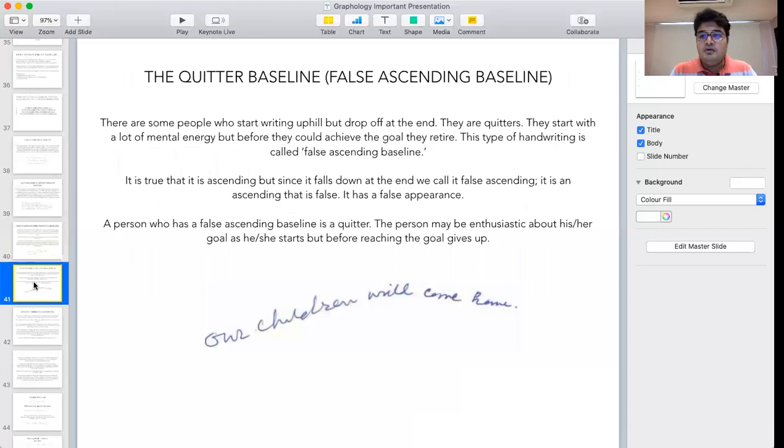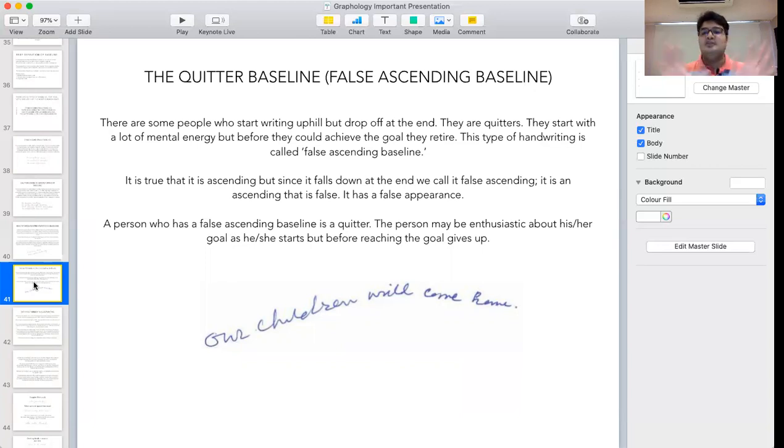so let's talk about the quitter baseline, that is the false ascending baseline. Let's understand what this is. There are some people who start writing uphill but drop off at the end. They are quitters. They start with a whole lot of mental energy, whole lot of enthusiasm, but before they could achieve the goal, they retire. This type of handwriting is called false ascending baseline. It is true that it is ascending, but since it falls down at the end, we call it false ascending. It is an ascending that is false.